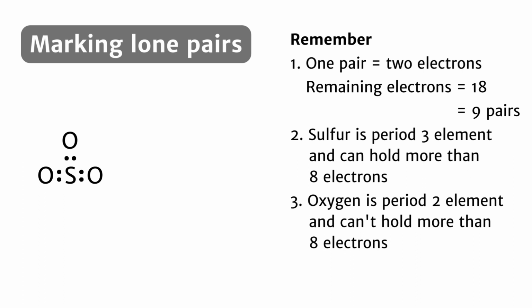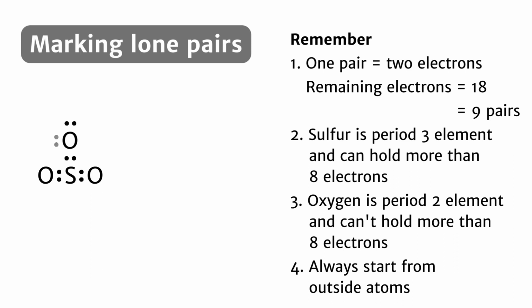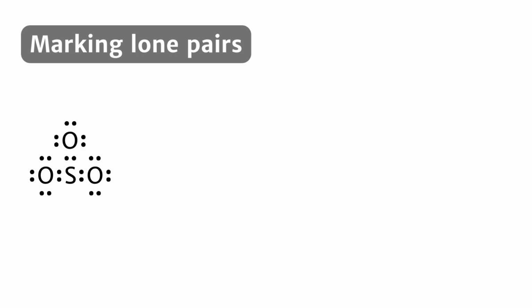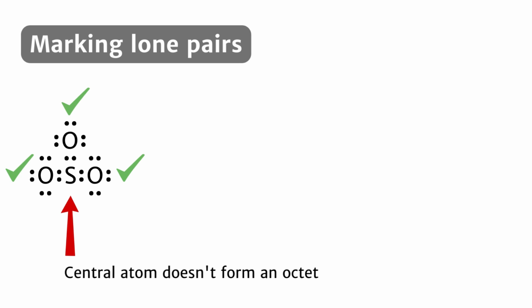One more thing to remember is to always start marking lone pairs first on the outside atoms and then on the central atom. In SO3, each of the 3 outer oxygen atoms receives 3 lone pairs, while the central sulfur atom does not receive any lone pairs, given that we only have 9 lone pairs to allocate to the structure. It is evident that the octet is complete on the 3 outer oxygen atoms, but not on the central sulfur atom. Thus, let's proceed to fulfill the octet for the central sulfur atom.